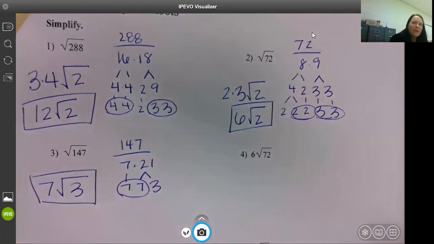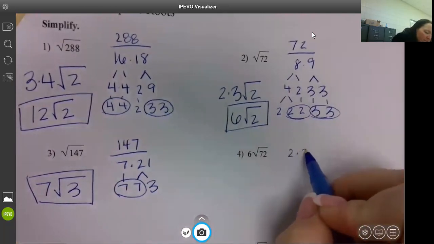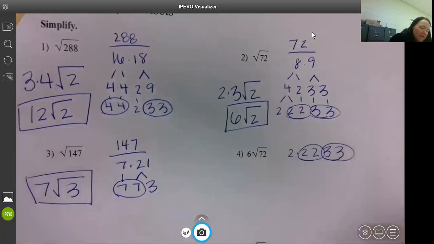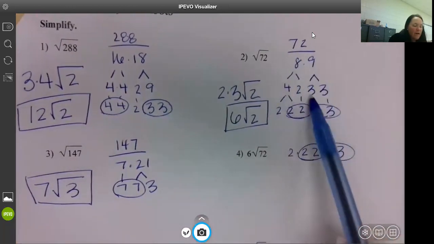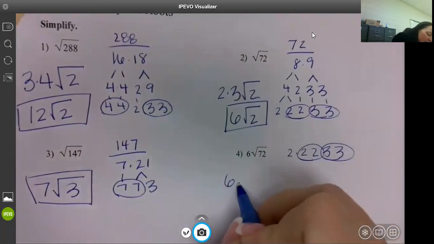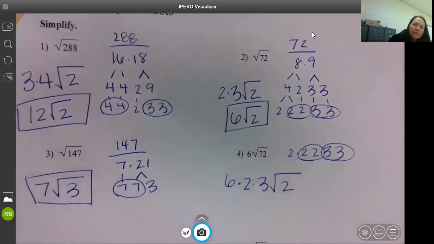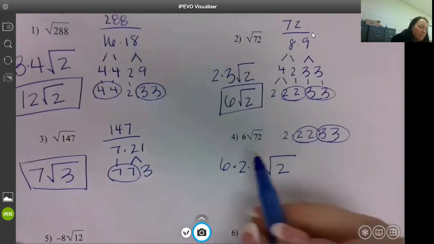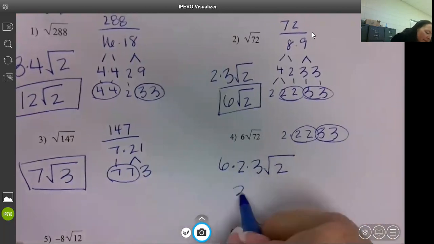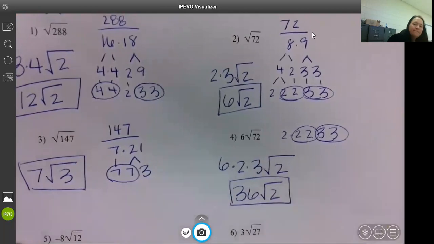All right. I already broke down 72 up here. It broke into 2, 2, 2, 3, 3. And I had a pair of 3s and a pair of 2s. Again, I broke it down right here, so there's no need to do it again. I already had a 6. I circled a 2 and a 3. I did not circle a 2. Multiply them together. 6 times 2 is 12, times 3 is 36. Leave the square root alone.